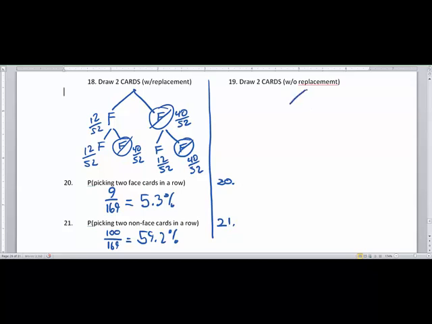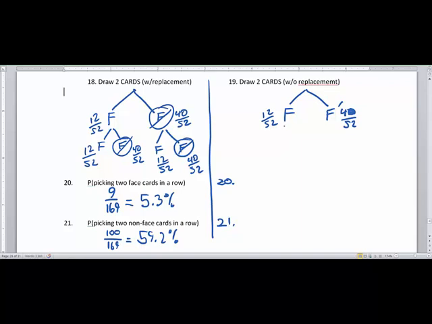So we're going to start off with drawing a card out of the deck. Here we have a face, which is 12 over 52, and here we have no face. This is the complement of F, which is not face, which is going to be all our ace, 2, 3, 4, 5, 6, 7, 8, 9 of all the different suits. So that's going to make 40. I just wrote 12. 40 out of 52.